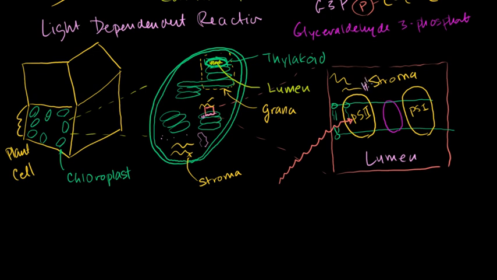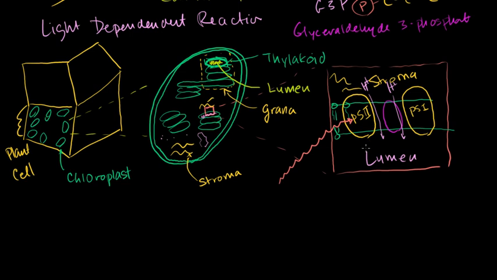So you have all of these hydrogen protons get pumped into the lumen. You might remember this from the electron transport chain. In the electron transport chain, as electrons went from a high energy state to a low energy state, that energy was used to pump hydrogens through a membrane. In that case, it was in the mitochondria. Here, the membrane is the thylakoid membrane.